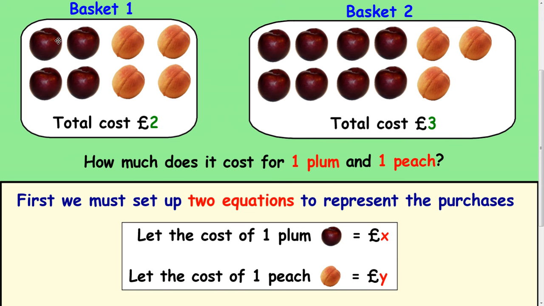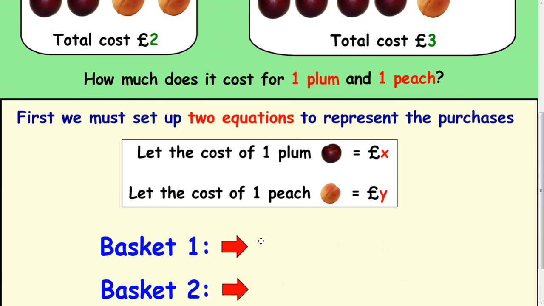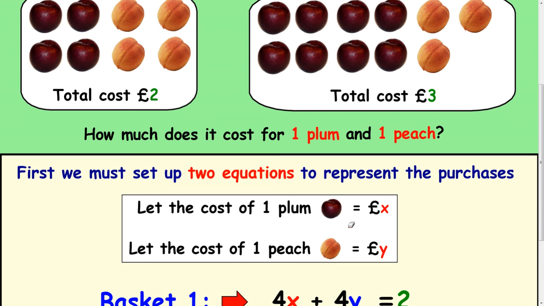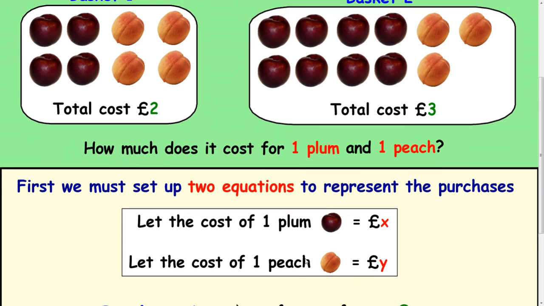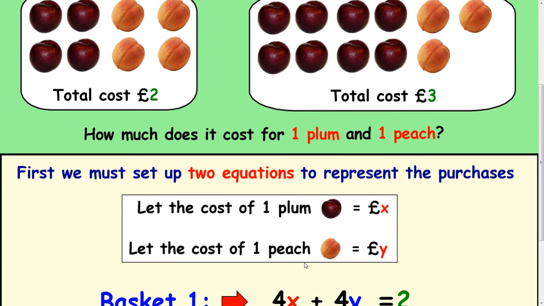So up here, if we're saying that a plum is x, we've got 4 x's. And we're saying a peach is y, we've got 4 y's, and that comes to 2. So 4x plus 4y makes 2. Now another way you could do it is you could use pence. You could say that comes to 200, and that would avoid decimals at the end. However, we'll go with this at the moment.